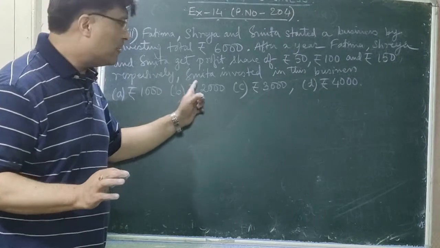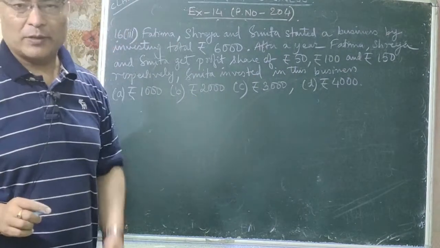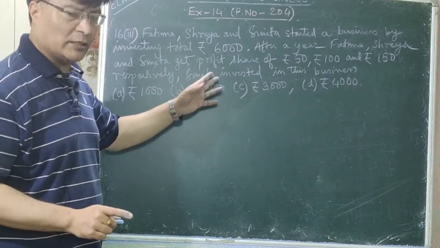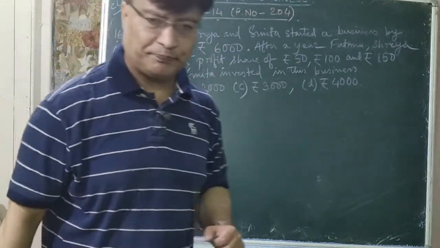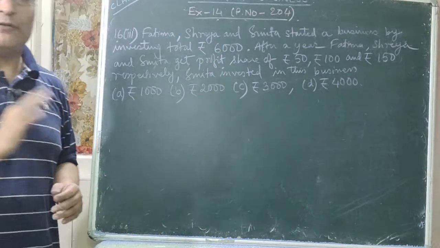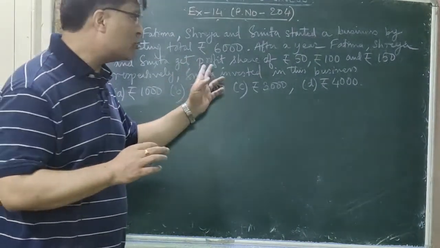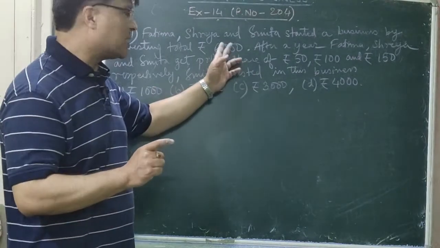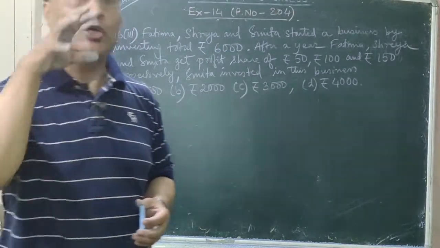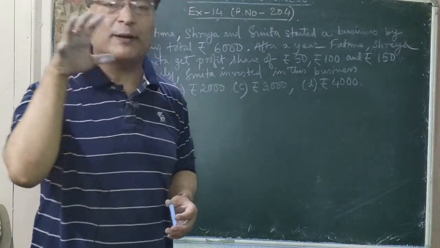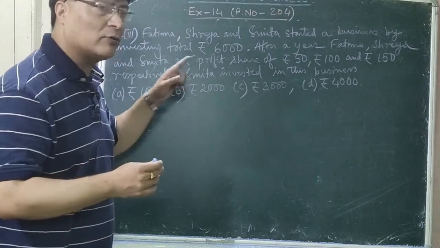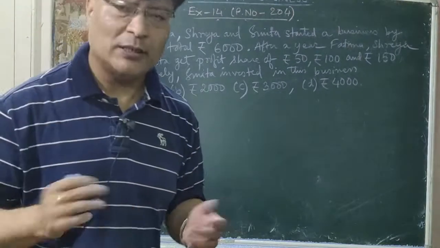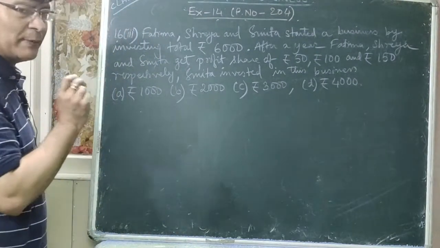So, Smita invested in this business, kunche baba. So, what is the investment of Smita? Smita le kati investment gareko chha? Tyo nikalnu paryo, aba A, B, C, D ma kunche correct ho? As you said before, ratio of capitals is equal to ratio of profit. Whichever ratio of profit we find is the ratio of capitals. Then this 6000, the total investment, we have to divide in the ratio of capitals, and that way we can find the investment of Smita. Then the correct option among A, B, C, D will come out.